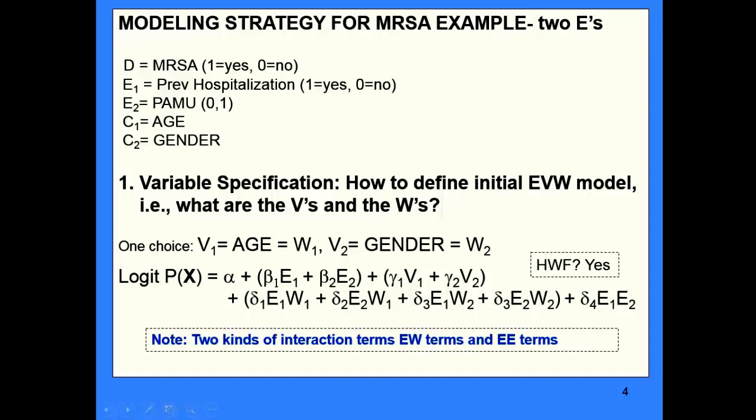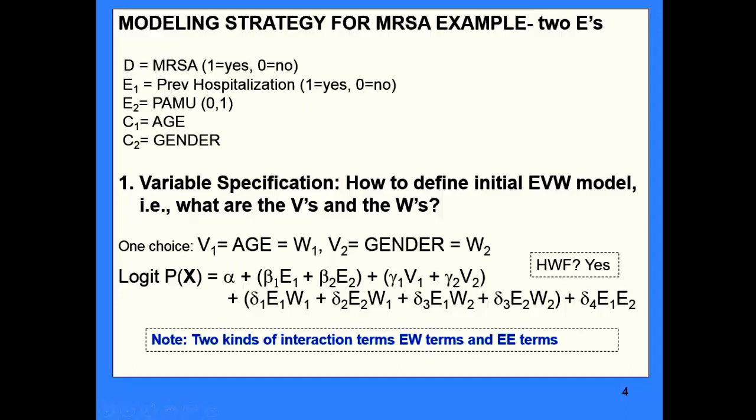Now look at the model on this page where it turns out the V's, now there's 2 C's, age and gender. In this model, the V's and the W's are the same as the C's. Look at this model. What's different about this model than what we had before? Well, first of all, you notice I've written the 2 E's. There are 2 E's, not 1 E.